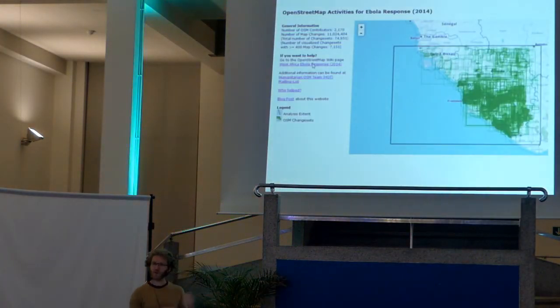Apart from all the big boys using it, it's also a base for a lot of humanitarian activity. It allows you to, in this case, over 2,000 people were working at the same time to map the whole region where the Ebola crisis was happening, which allows not just for the people on the ground to actually find their way, but even more importantly, to map the people who were sick.